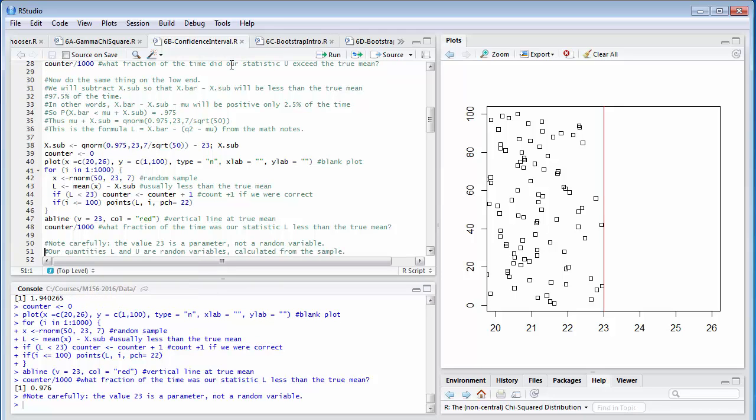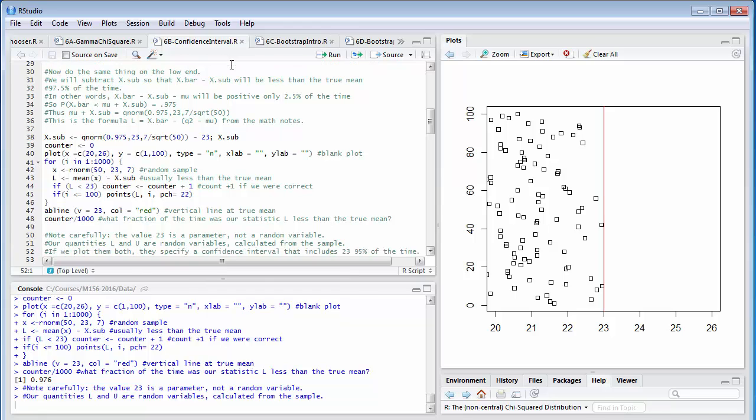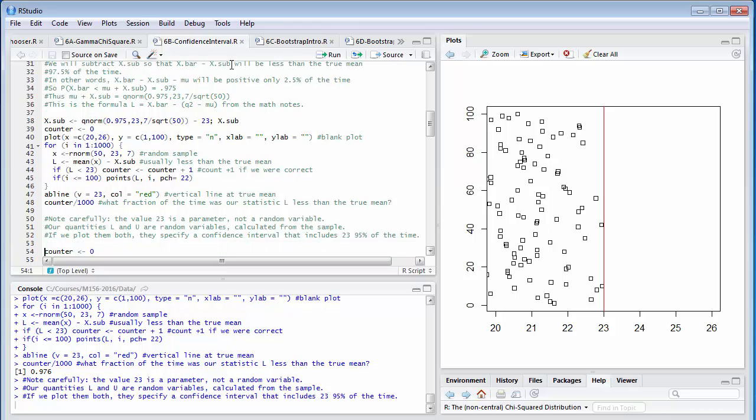Now, here's the tricky thing about confidence intervals. The value 23 is not a random variable. It's a parameter of our distribution. The random variables are the quantities L and U that we computed. We computed those by drawing a sample, taking the mean, and then adding or subtracting an appropriate amount. So the confidence interval that we talk about is specified by 2 random variables, and our goal is that the random variable L most of the time should be less than the true expectation for the distribution, that the random variable U should be higher.